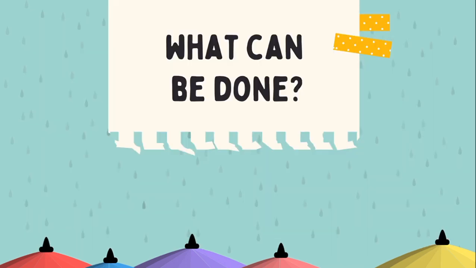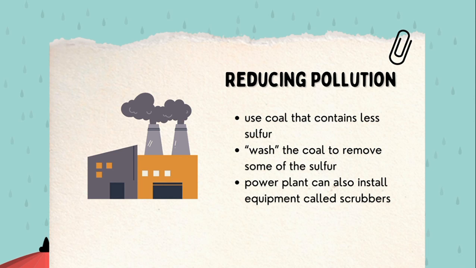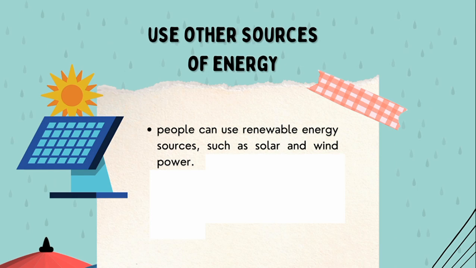Now, what can be done? The first one is reducing pollution. We may use coal that contains less sulfur, wash the coal to remove some of the sulfur, and power plants can also install equipment called scrubbers. We can also use other sources of energy. People can use renewable energy sources such as solar and wind power. Renewable energy sources help reduce acid rain because they produce much less pollution.